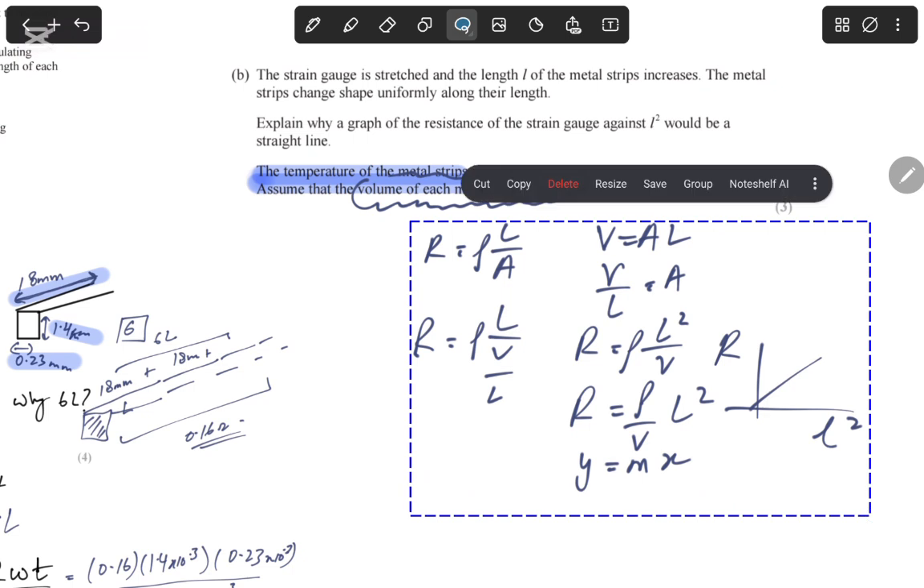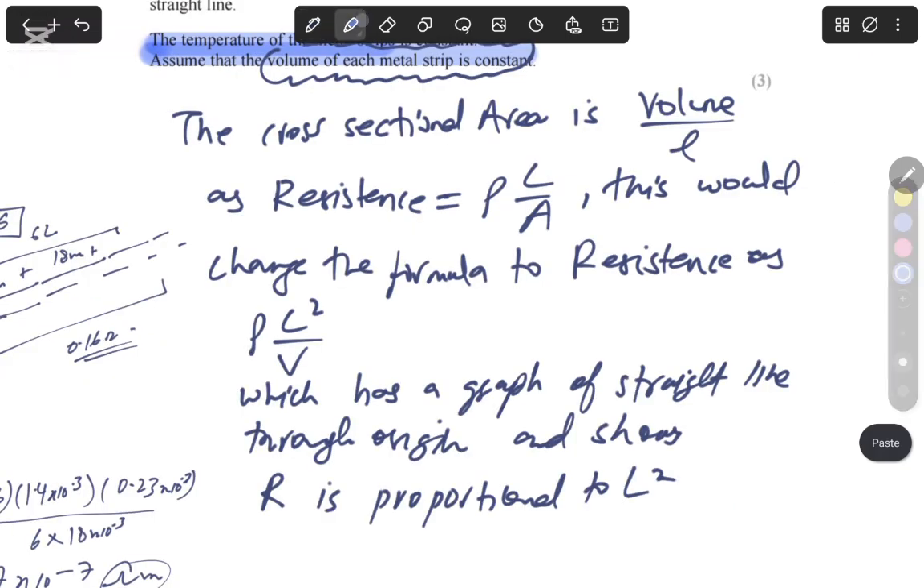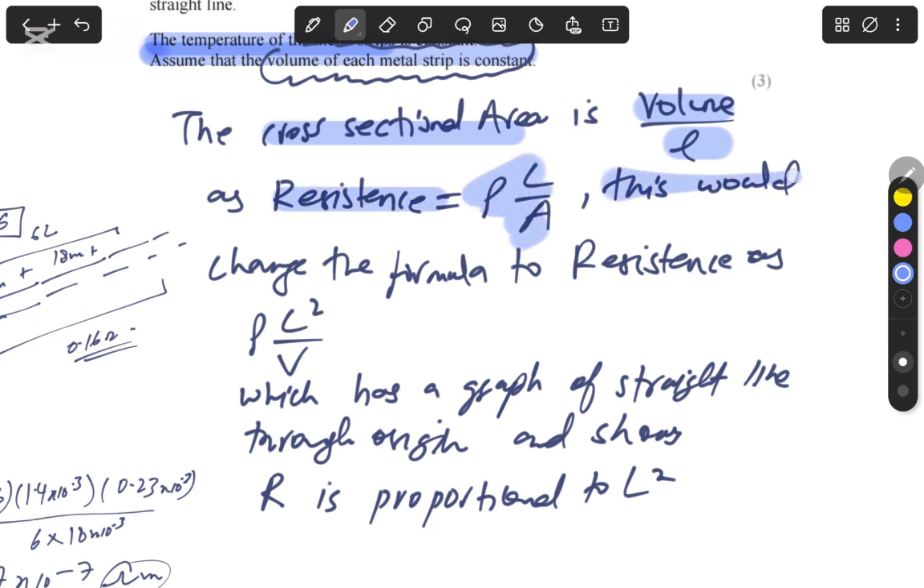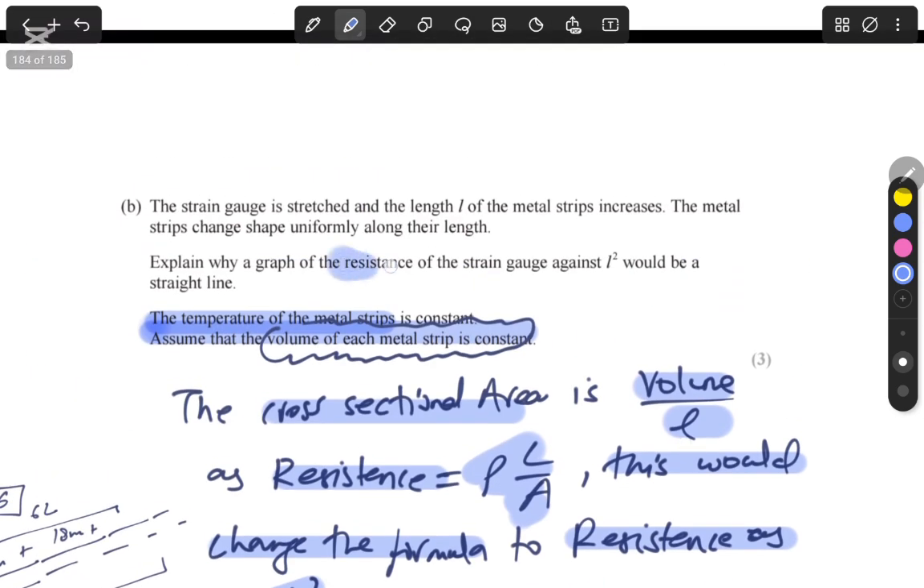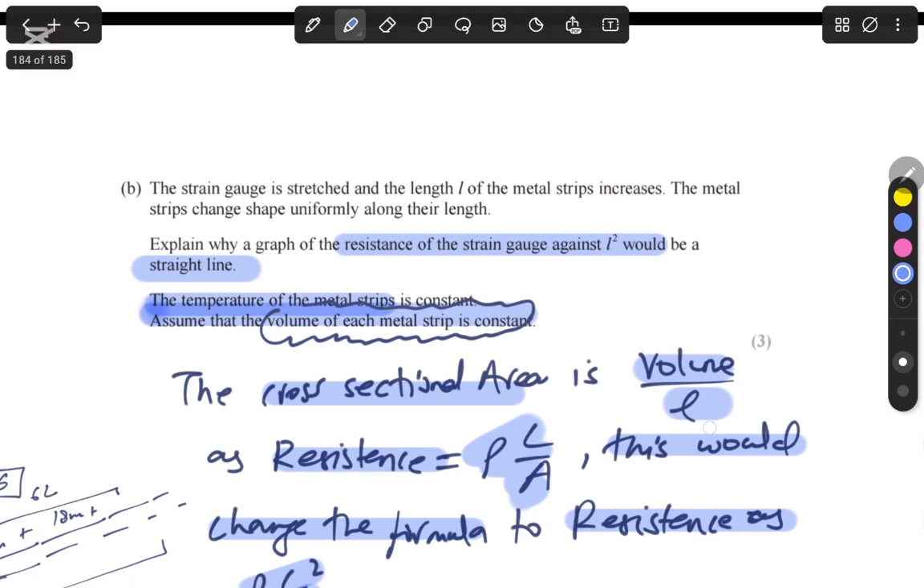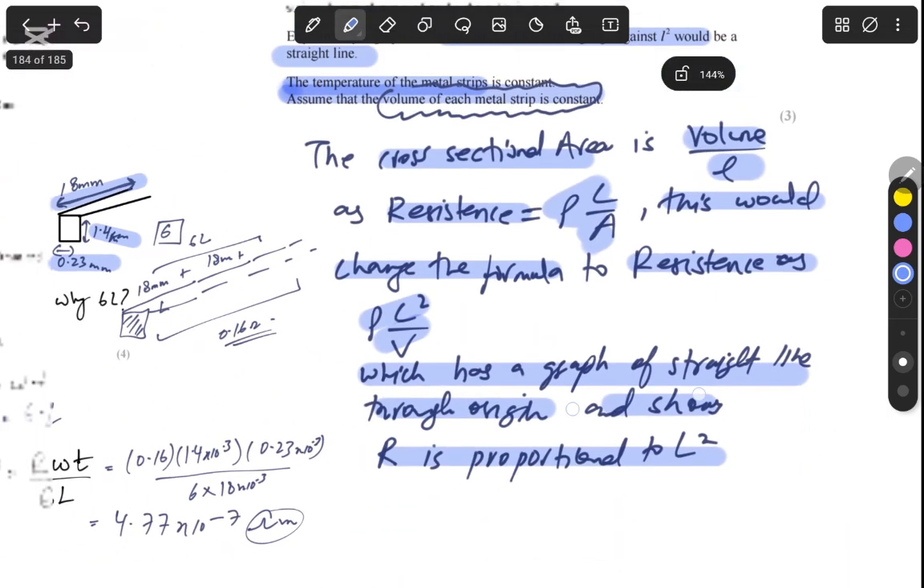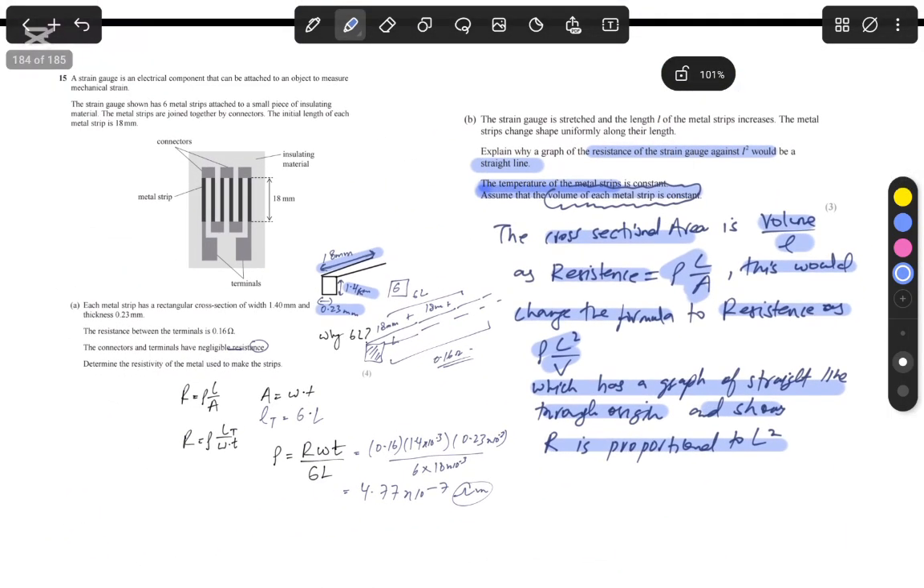Now, how would you write the answer? Here's the answer. The cross-sectional area is volume over length. This changes the formula to resistance equals rho L squared over V, which is a straight line through the origin and shows that R is proportional to L squared. That's why the graph gives you a straight line: they are directly proportional to each other. That's going to be the answer to these questions. I'll show the marking scheme and the examiner report as well.